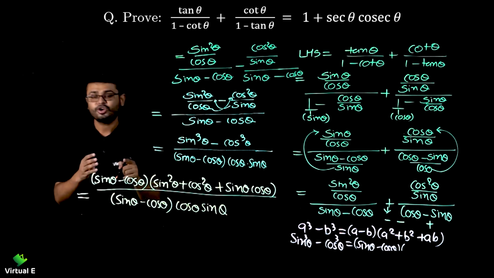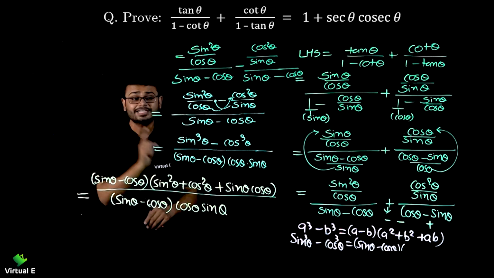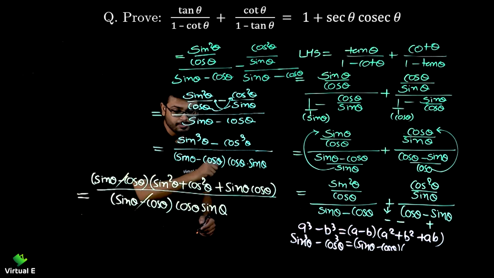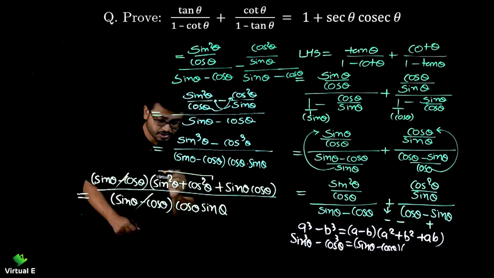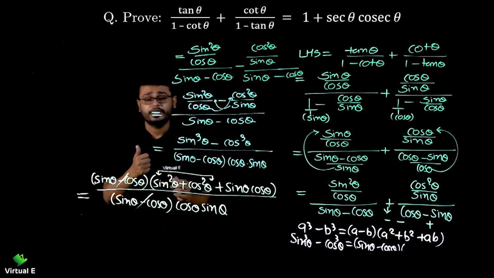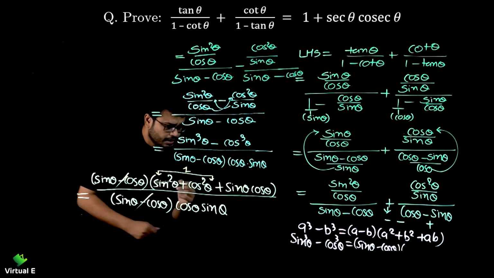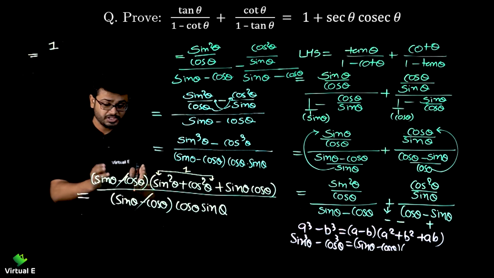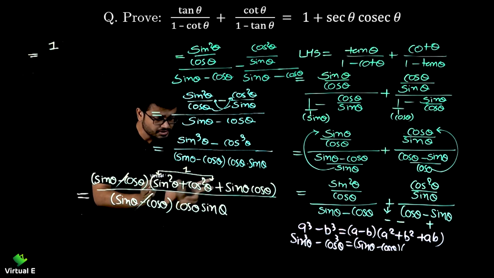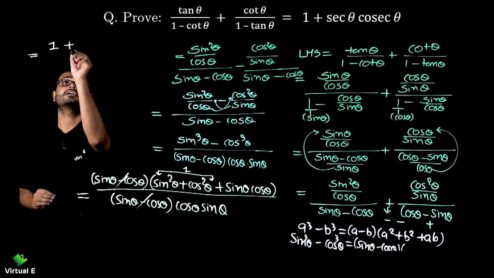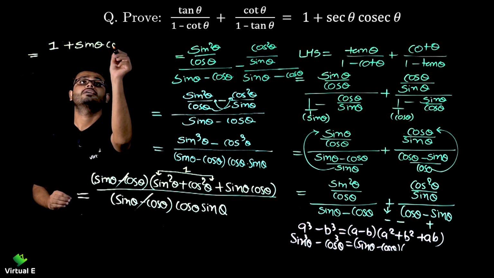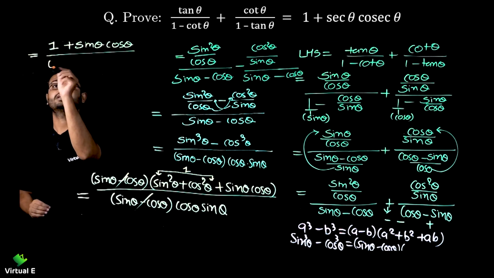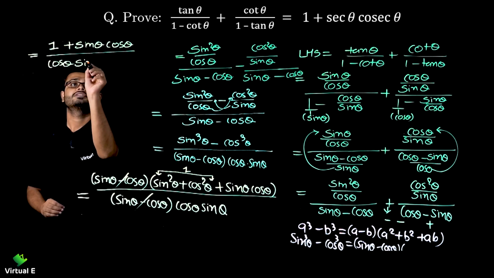Now can you see there is one common factor in the numerator and denominator? That's why I used the identity. So I can do the cancellation. It's done. So what's left? Sin square theta plus cos square theta. Now what's the identity for sin square theta and cos square theta? I can replace it with 1. So what's left in the numerator? Only 1, plus sin theta cos theta, and in the denominator, cos theta sin theta.